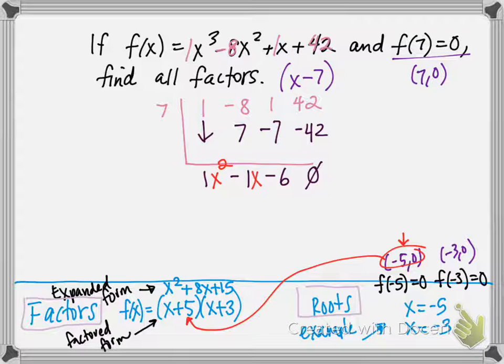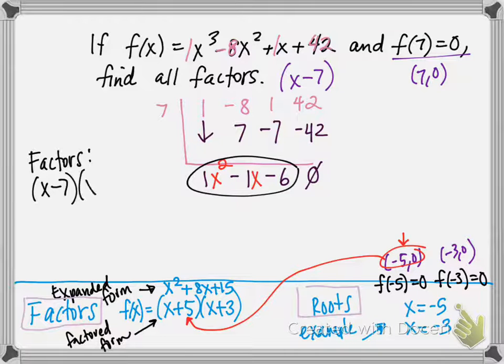So right now, my factors are the following. The first factor I got was x minus 7, and again I got that from taking this and flipping the sign to the opposite and turning that into a factor. And then my second factor comes from here, which is x squared minus 1x minus 6. However, I can still factor this further. This is a trinomial in the form of x squared, x, and a constant.